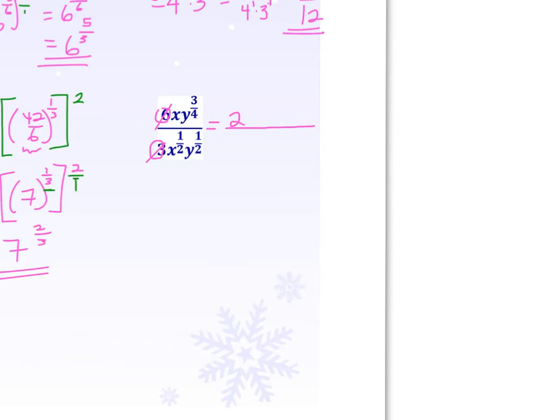The x values, notice there's an x in the numerator, and it doesn't have an exponent with it. So we'll say that it's 1. To take the x's on top and bottom, we're going to subtract the exponents. That would be x to the 1 minus 1/2 power. And then we'll do the same thing with the y values. Y to the 3/4 minus 1/2 power.